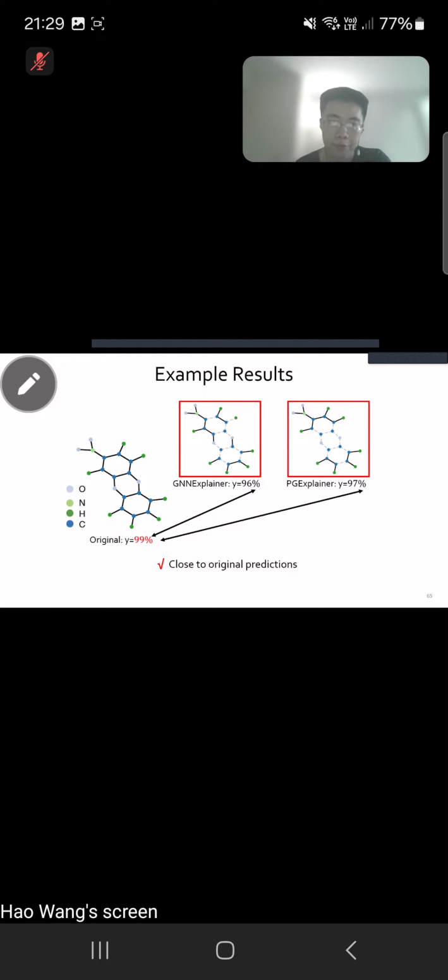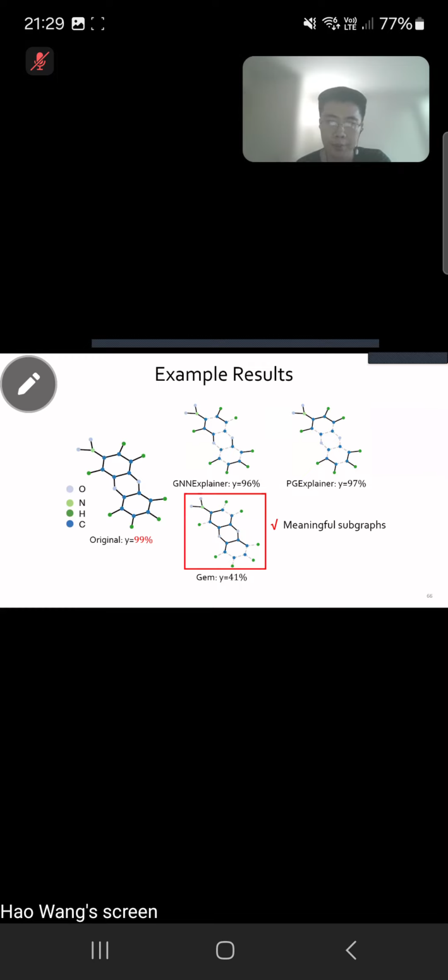To see how our method really works, let's take a look at an example molecule graph. In this graph, the original graph classification model predicts that there's a 99% probability that this is poisonous. And given this graph, these are the subgraphs generated by some baselines. We can see that the predictions are actually close to the original prediction, which is good. However, these subgraphs actually contain a lot of fragmented edges. Therefore, they're not very meaningful subgraphs.